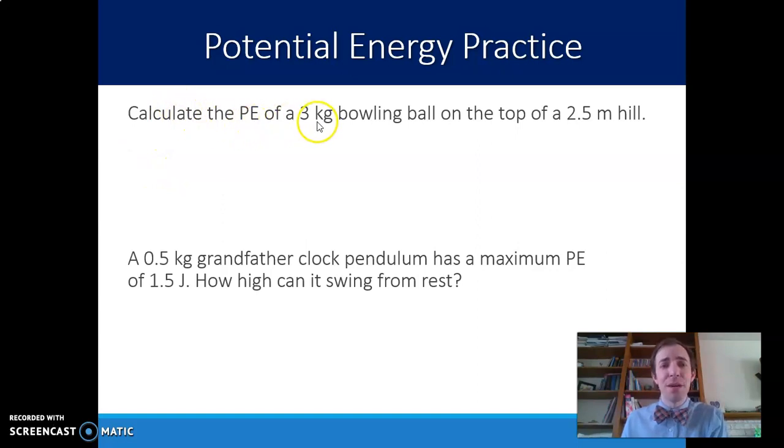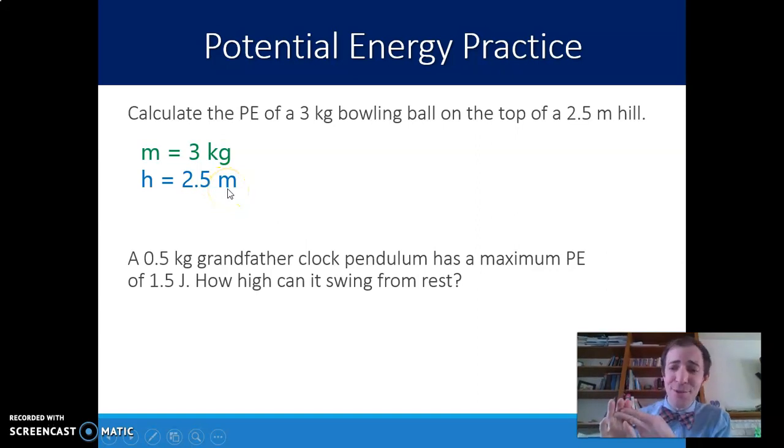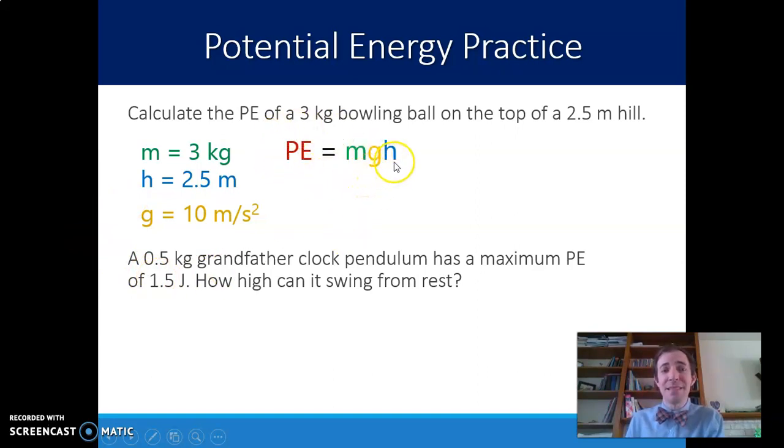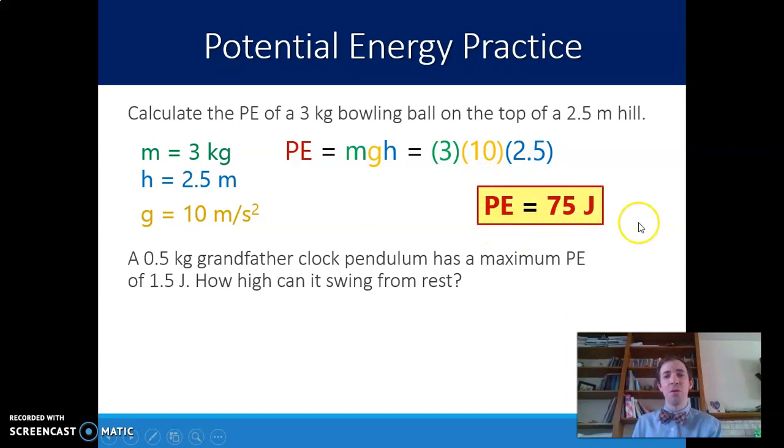If I want to calculate the potential energy of a 3-kilogram bowling ball on top of a 2.5-meter hill, the values that it gives me here are 3 kilograms and 2.5 meters. I know m and I know h. But even though it's not provided in the problem, we're going to assume that this happens on Earth. If it wasn't on Earth, it would tell you, and it would tell you a value for g. Since we assume it's Earth, we're going to assume g is 10 meters per second squared, which means if I plug that into PE is equal to mgh, we have the mass of 3 times the gravity of 10 times the height of 2.5 to give us a grand total of 75 joules of potential energy.